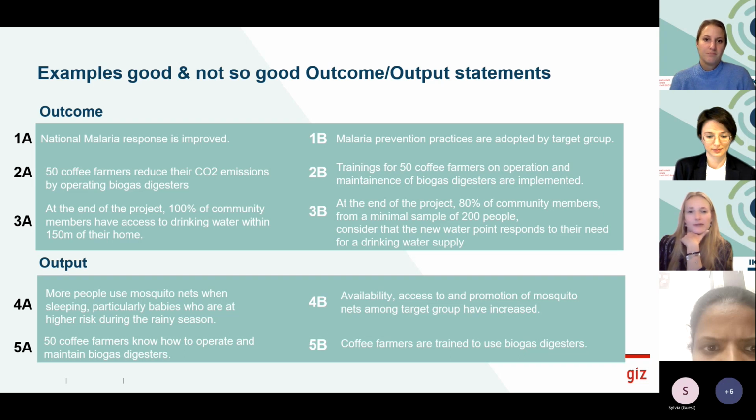Sorry, it's loading a bit, but maybe I can already start with reading it out. So the first option would be 50 coffee farmers reduce their CO2 emissions by operating biogas digesters. And the second option is trainings for 50 farmers on operation and maintenance of biogas digesters are implemented. So what do you think? I just started the poll now.